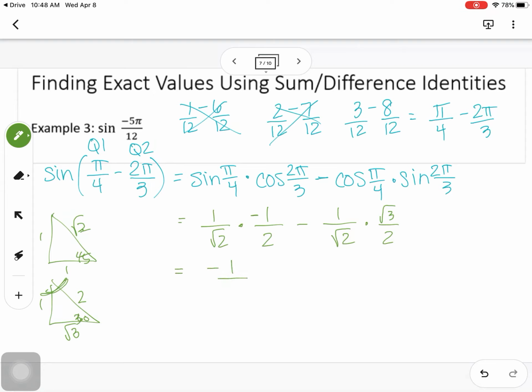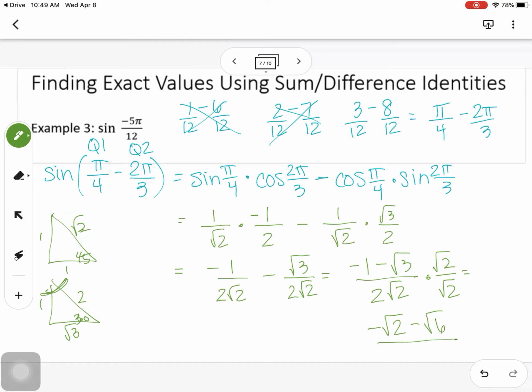This first part becomes negative 1 over 2 root 2. And the second part is the square root of 3 over 2 root 2. Again, I already have a common denominator, so I'm just going to put them together. And then I need to rationalize, which since it's a monomial, I'm just going to multiply by that root 2. My answer is negative square root of 2 minus the square root of 6 all over 4.